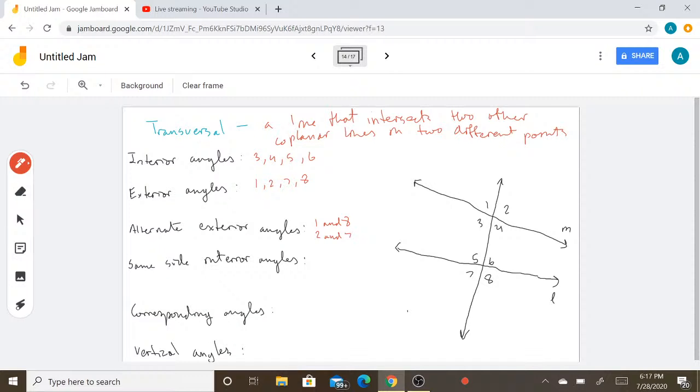Same side interior angles do not have a common vertex, and they are on the same side of the transversal. So 3 and 5 would be a good example. They are on the interior, in between M and L, and they are on the same side of the transversal, on the left side in this case. Another pair would be 4 and 6.